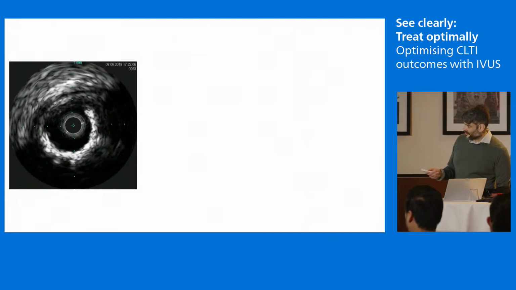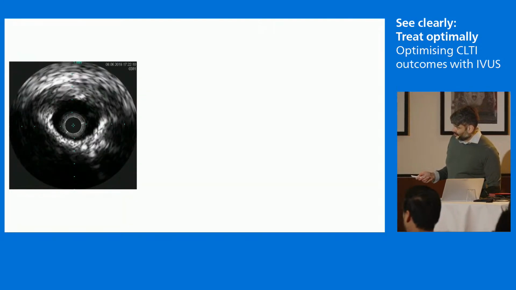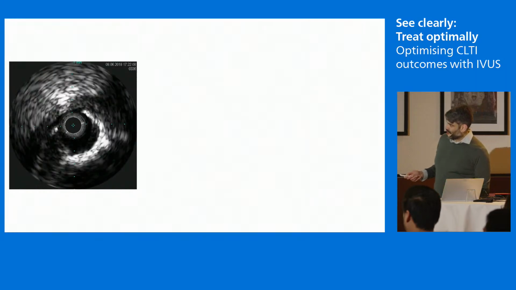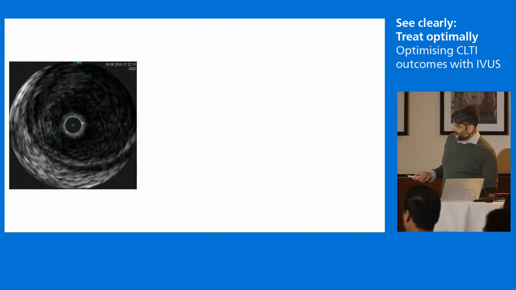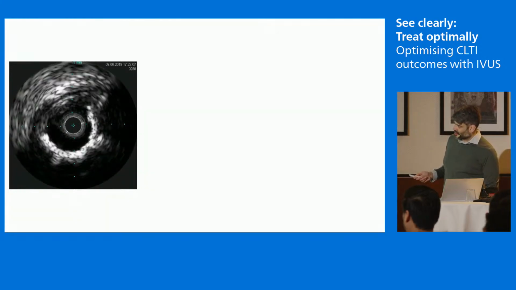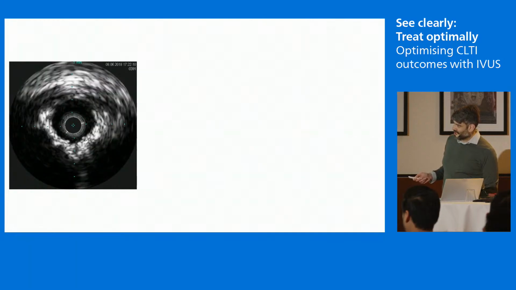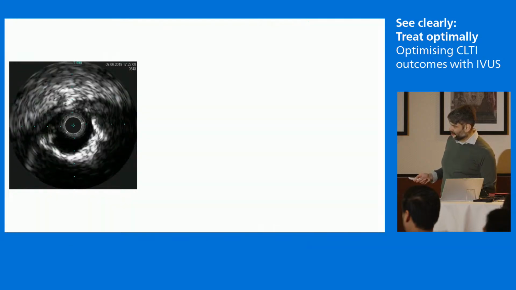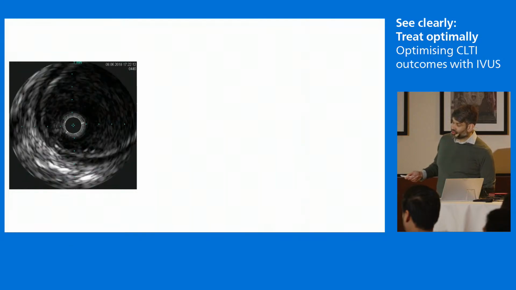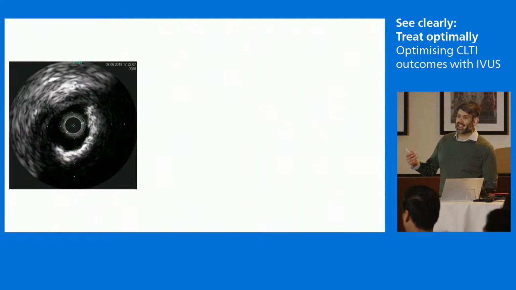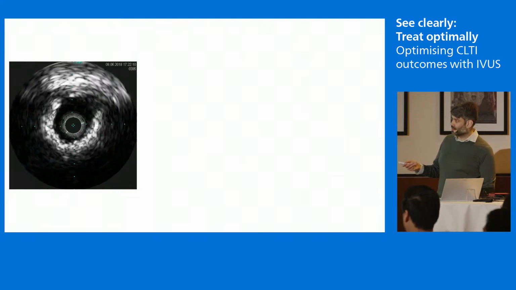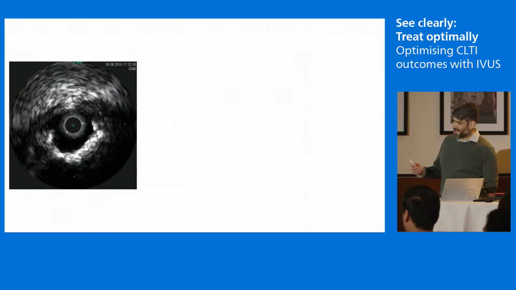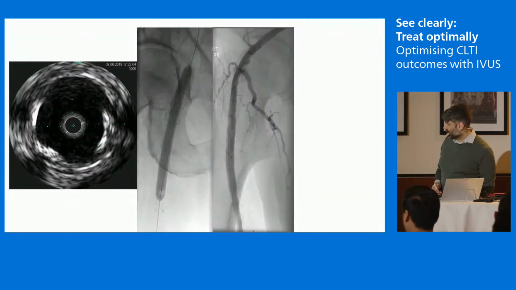This is the IVUS after the first pass, and now you can see we've created that channel. It's much more visible around, and what's also happened here is that you can see much more evidence of reverberation behind the inner layer of calcium. So it's not just one shadow, one bright line with complete shadowing behind it. There's much more reverberation behind it, and that's giving us a hint about the calcium modification that we've done. We've not just debulked, but those fractures in the calcium have modified its structure and made it more likely to respond to balloon angioplasty, which we then did.